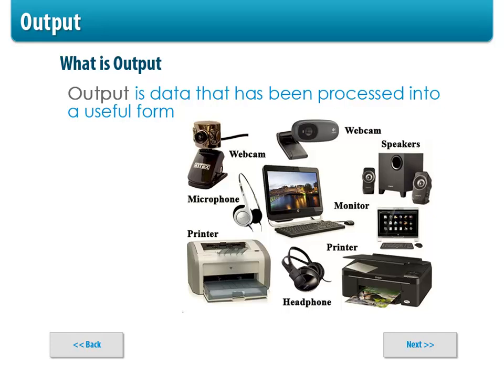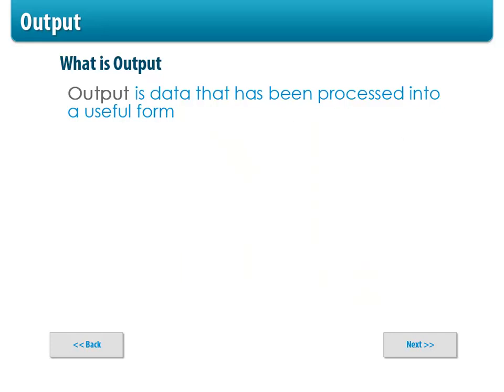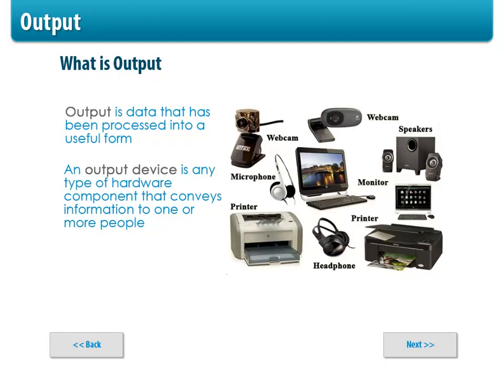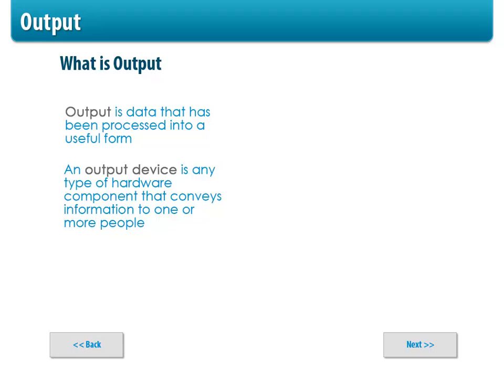Now we're going to switch gears. We're going to talk a little bit about output. We're looking at some pictures here for everything from a webcam to a monitor to a printer. These are the areas we're going to dive into next. An output device is any type of hardware component that conveys information to one or more people. So you have a lot of choices here as we go on in this chapter.